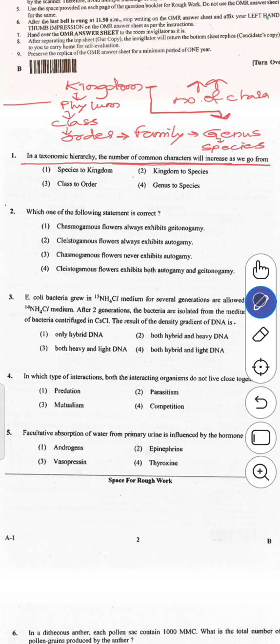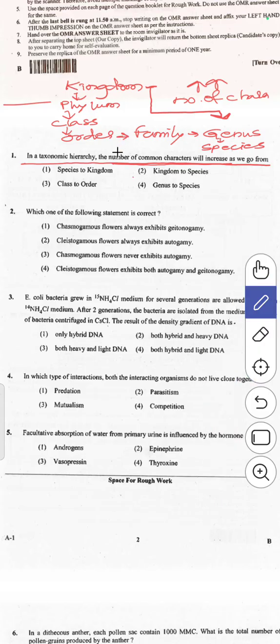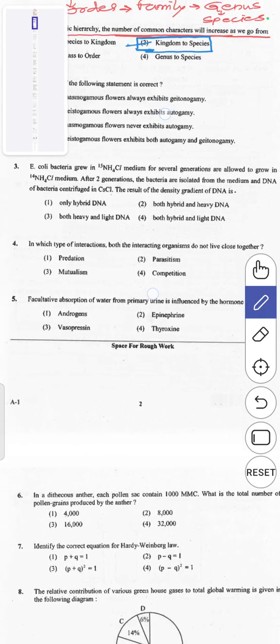So the right answer for this one will be here, that is, if we go from kingdom to species, the number of characters will start increasing. So 2 is the right answer for this first question, that is, in a taxonomic hierarchy, the number of characters will increase as we go from kingdom to species. So for 1, 2 is the right answer. The next one, read out the next question.